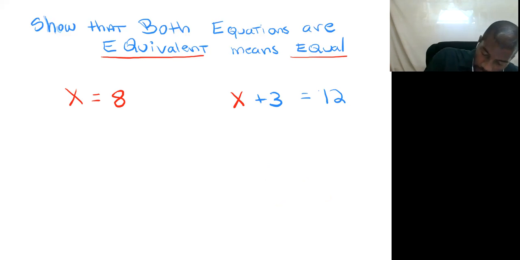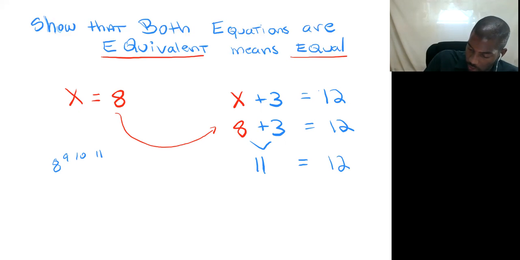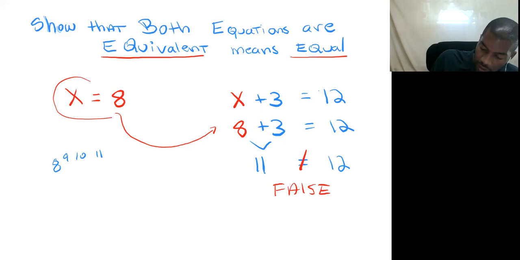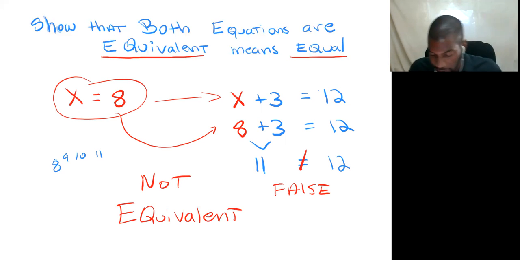Well, how do I test that? All I need to do is replace the x with what we said x is, which is 8, and then we try to solve it out here. What is 8 plus 3? 8 plus 3 is 8, 9, 10, 11. Does 11 equal 12? No, that is not true. This is false. Therefore, we know that x equals 8 and x plus 3 equals 12 are not equivalent because it does not come out true. It comes out false. Let's try one more and then we'll be done.